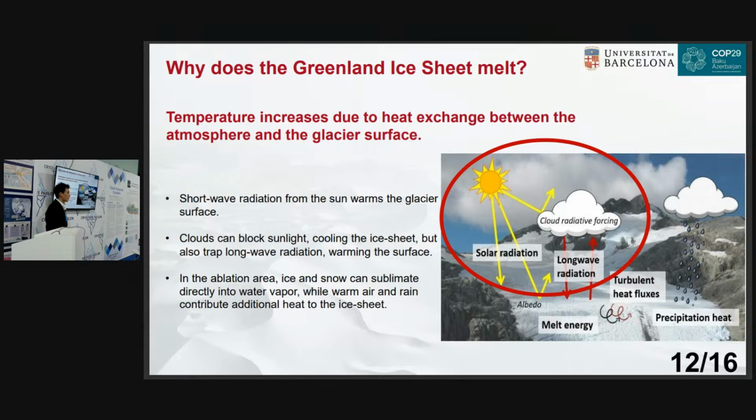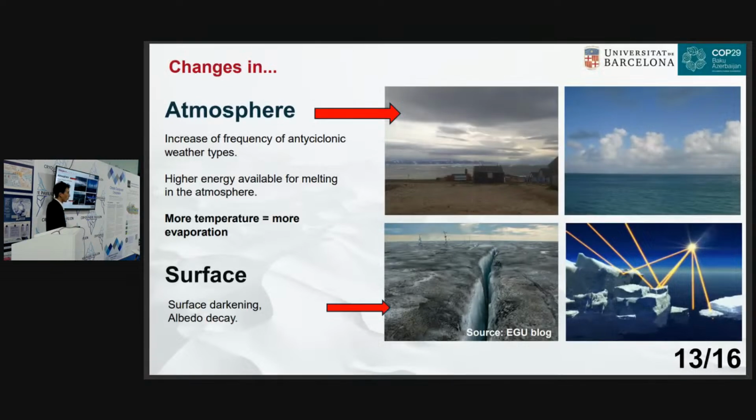In the end, the temperature is increasing in the Greenland Ice Sheet, because there's a change in the fluxes of energy between the atmosphere and the surface. There's an increase of short-wave radiation and also of long-wave radiation, and at the same time an increase of sublimation in the ablation areas. The increase of long-wave radiation is linked with an increase of cloud cover, because a warmer atmosphere and an increase of evaporation lead to more cloud cover over the Greenland ice sheet.